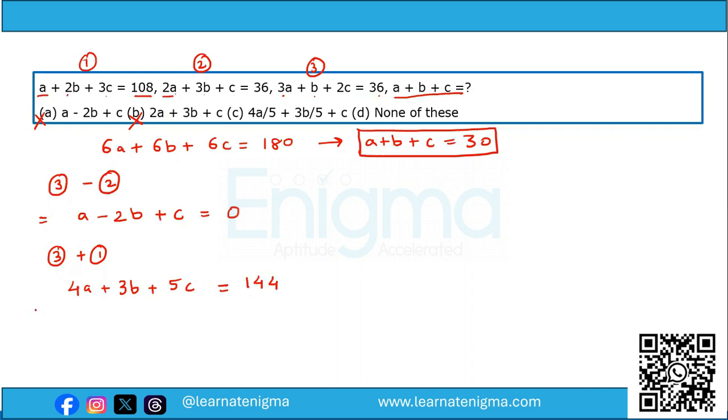Now, if we divide throughout by 5, both the sides, you will have the left-hand side as option C. But option C is equal to, therefore, 144 upon 5, which is not equal to 30. So therefore, option C is also eliminated. So therefore, correct answer is none of these.